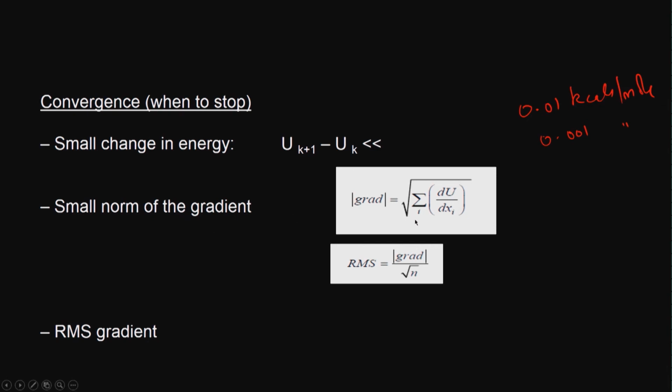Or if you look at the gradient, take the square root, add all the gradients, take the square root, and if this value is less than some number, say 0.01, you stop. Or you do the RMS gradient, that means you take the gradient, take the square root of n, and that is called the RMS gradient, and then you say if it is smaller than 0.01, enough is enough, we will stop. These are the different approaches by which you stop the search for the minimum energy conformation.